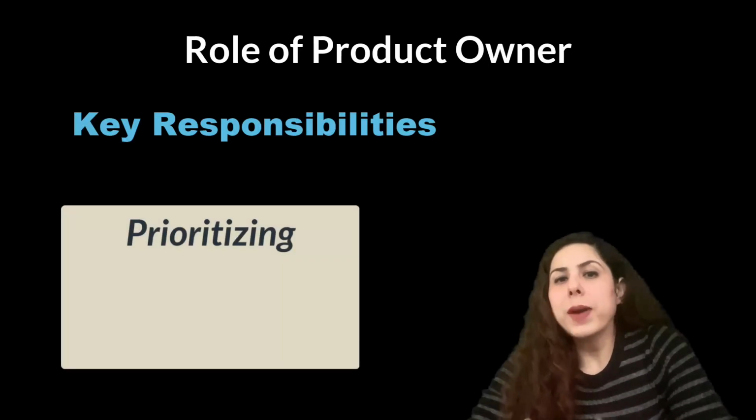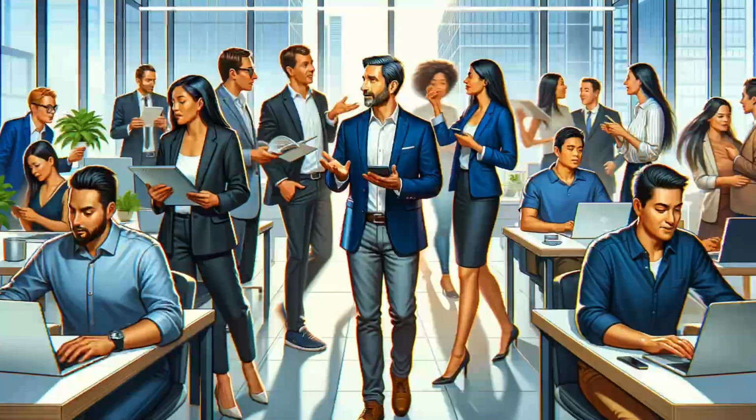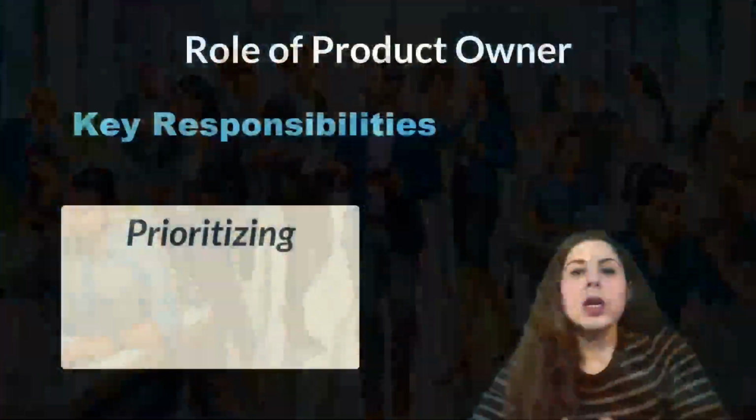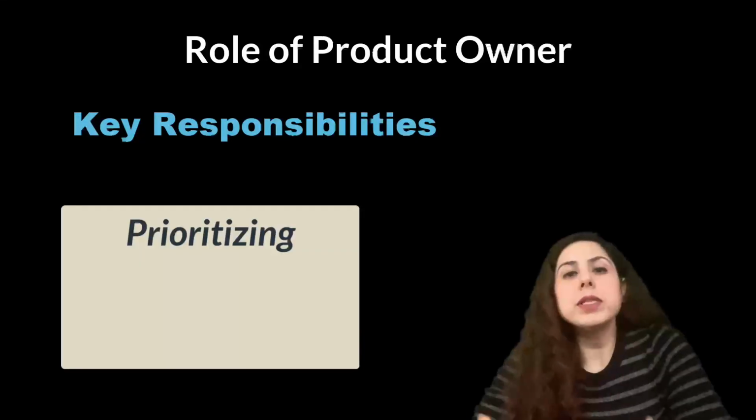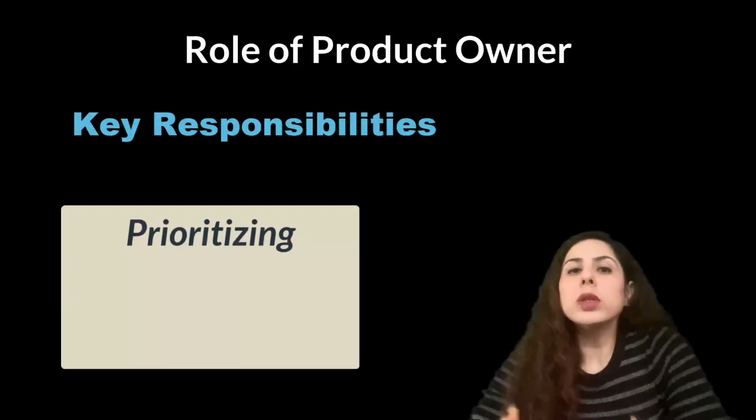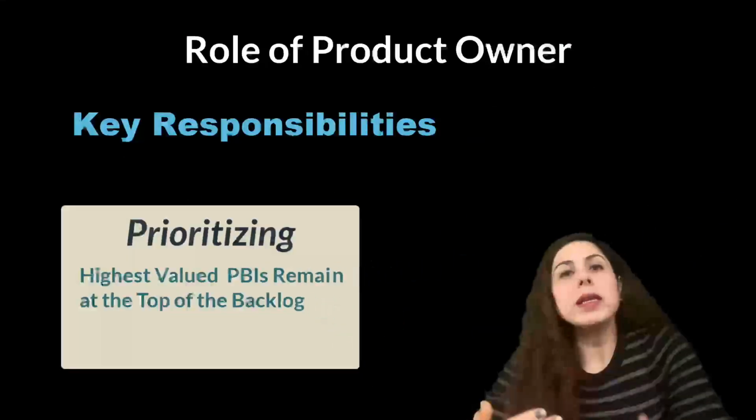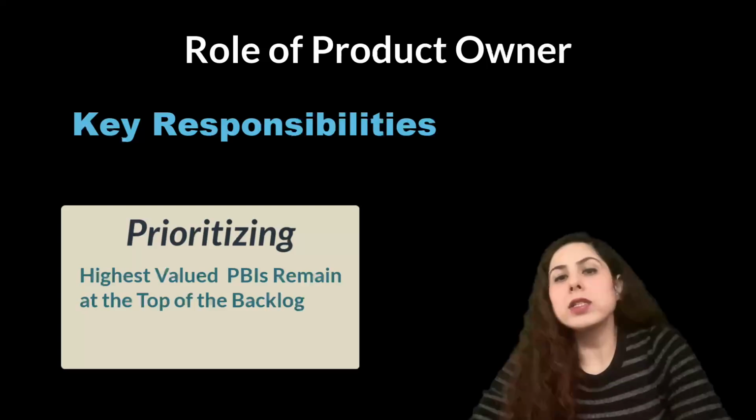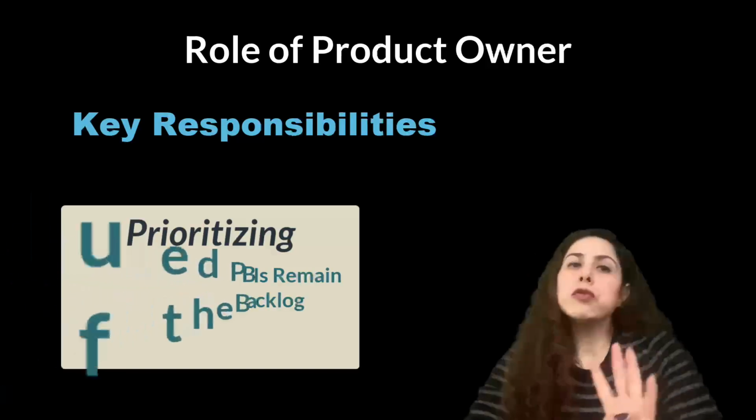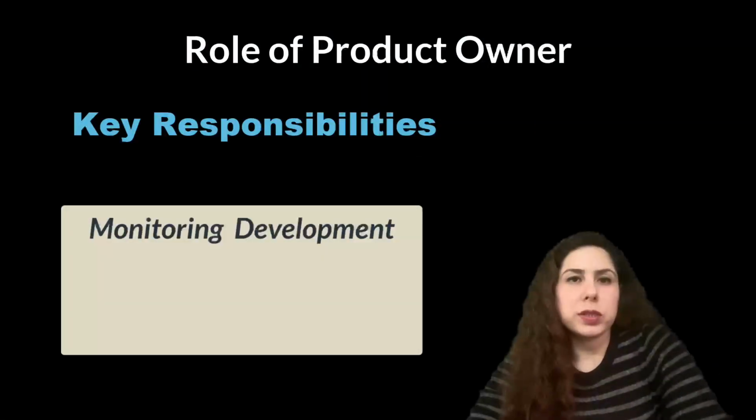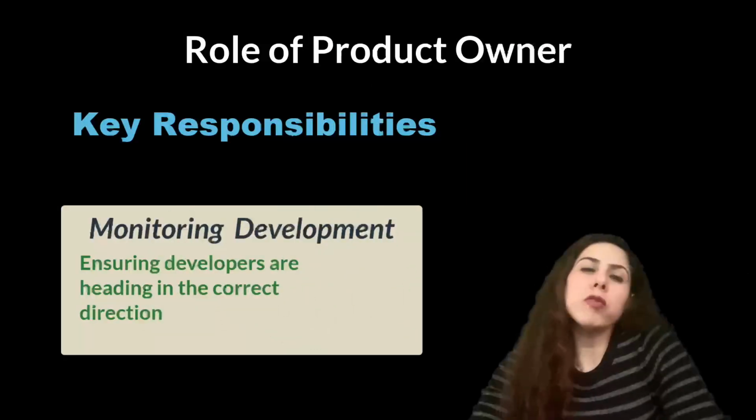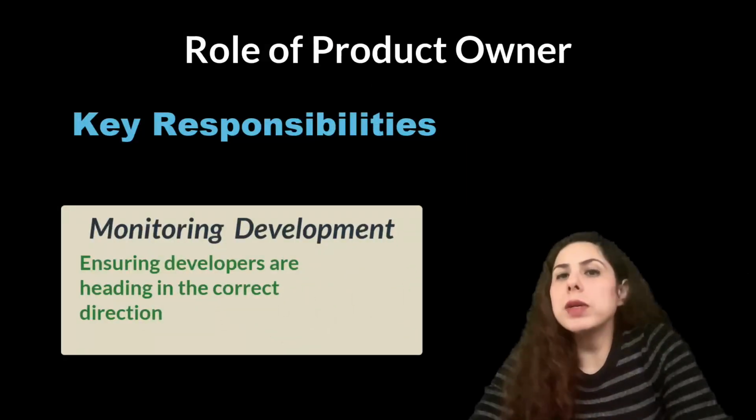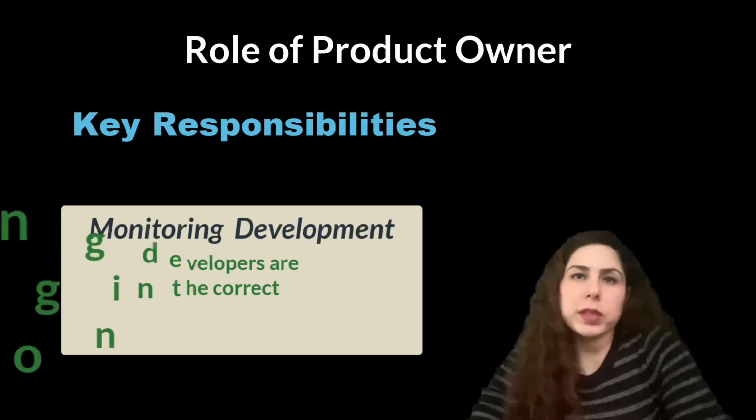Third, prioritizing. The product owner must balance the needs of various stakeholders, including the customers, business, and the development team, by prioritizing the backlog items accordingly. Product owners ensure that the team delivers the highest possible value to the business and its customers by keeping the highest valued PBIs on the top of the backlog so that they are the first to be addressed by the team. Fourth is monitoring the development stages. They closely monitor the progress of product development, making sure that the team is working efficiently towards the right objectives.